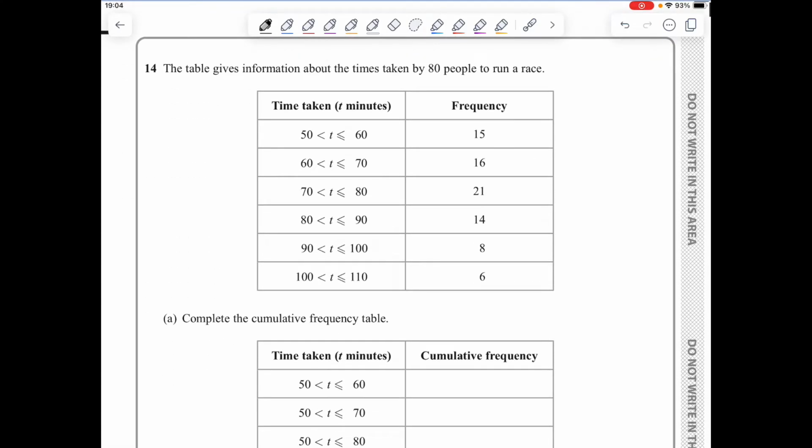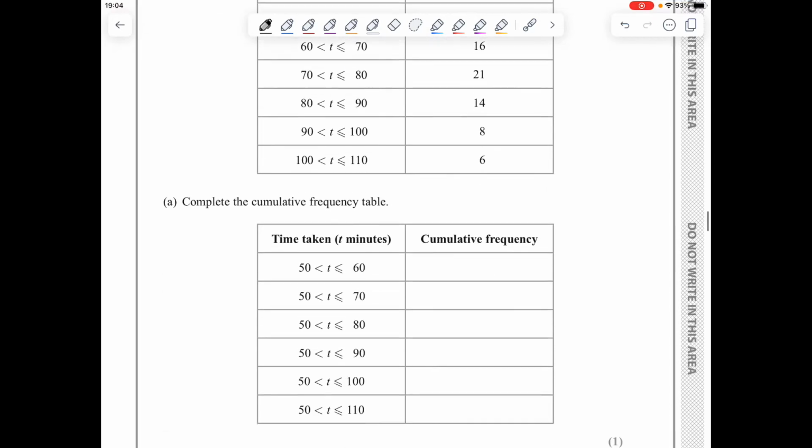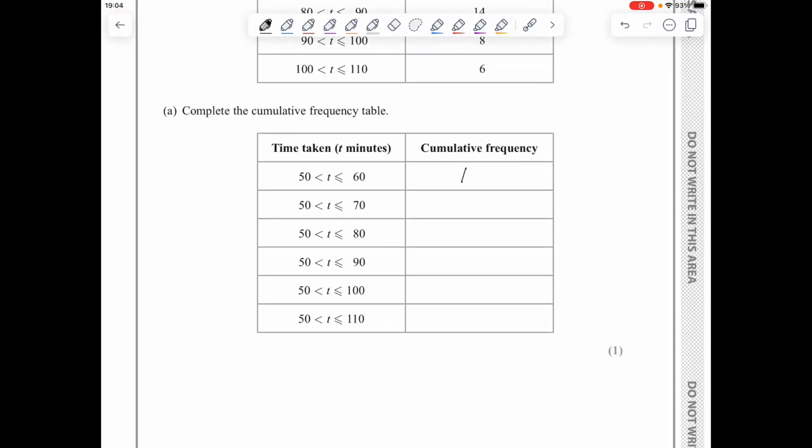For part A of question 14, I need to complete the cumulative frequency table using the first table above. So the first cumulative frequency is the same as the table above, which is 15. Then I'm going to add 16. This will give me 31, plus 21, 52, plus 14, I get 66, plus 8, 74, plus 6 equals 80.